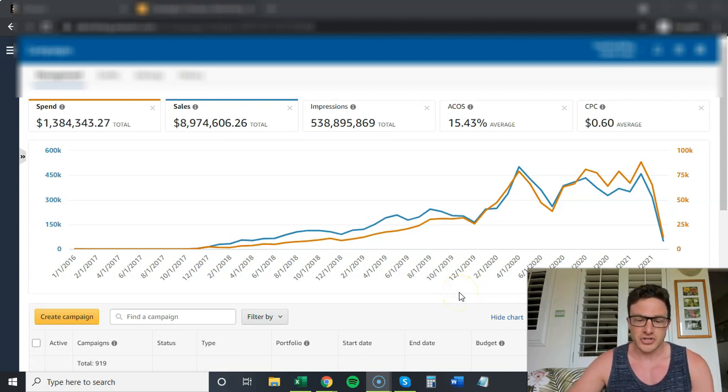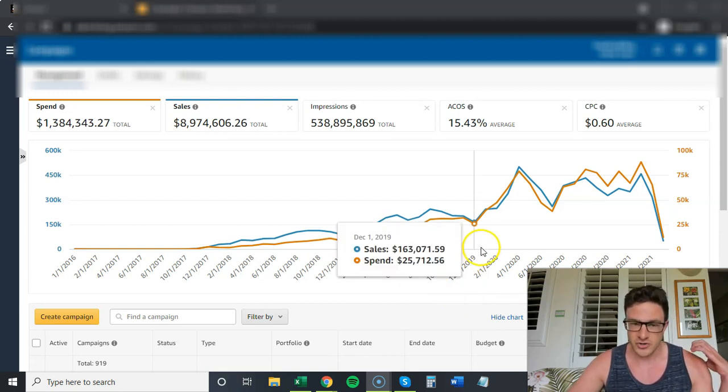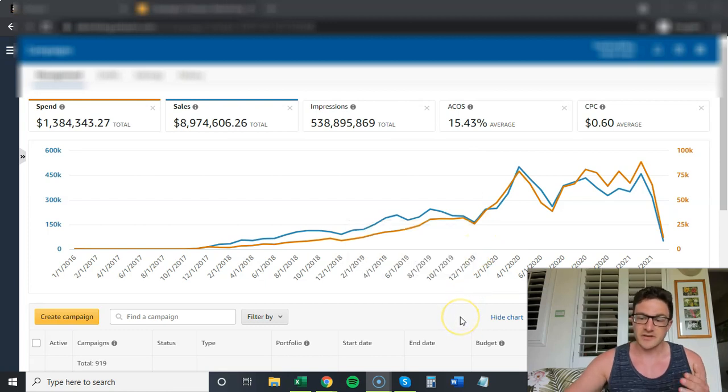I'm going to show you a spreadsheet, but first I want to just show you some data. What I've done is I've pulled data from 4 different accounts for the past 2 years, okay? And I want you guys to see that a lot of times when people look at PPC, they look at ACoS and they look at sales.